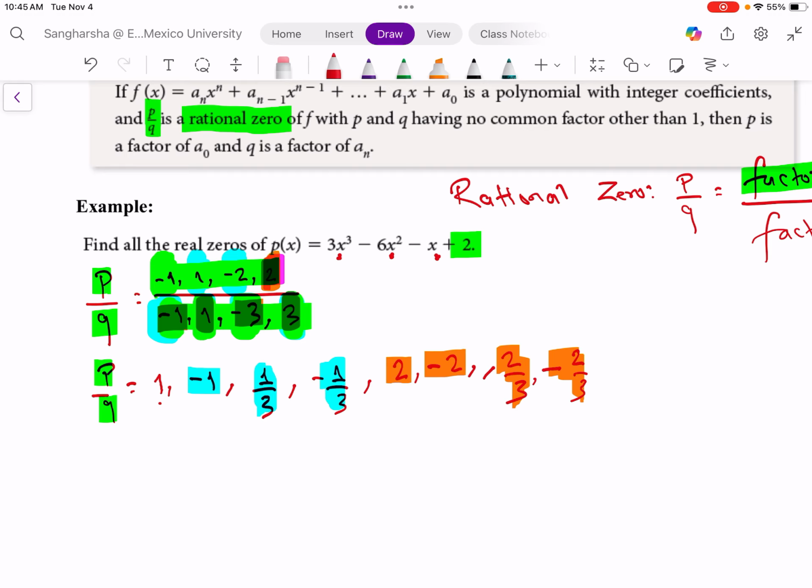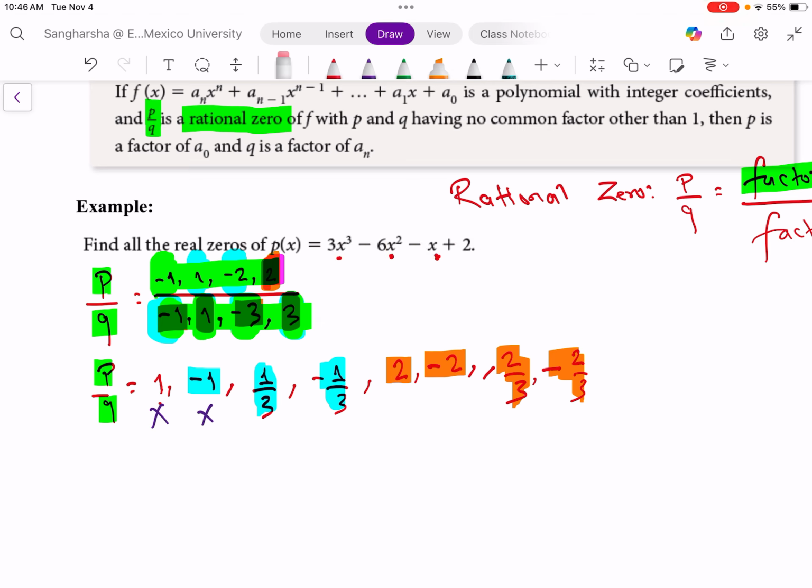So when we replace x by 1, do we get 0? So this is 3 minus 6 minus 1 plus 2, which is not 0. So 1 is not a real zero. Now let's try negative 1. You replace every x by negative 1. We get negative 3 here, negative 6 here, which is negative 9, then positive 1, positive 2. So that's negative 6. So negative 1 is not a real zero.